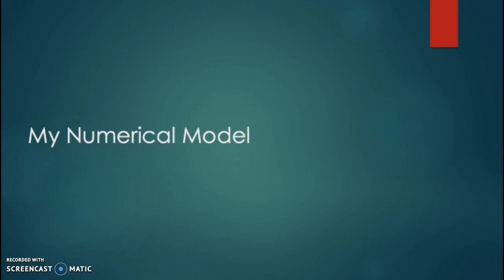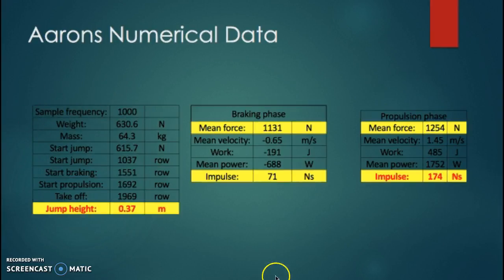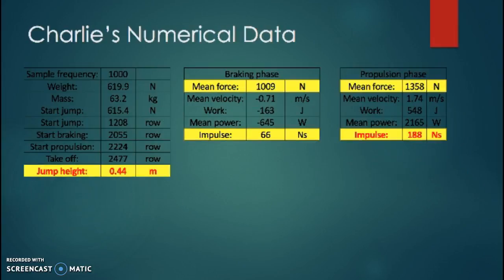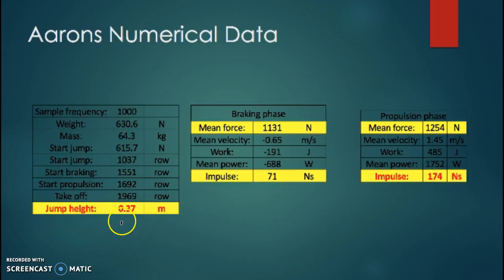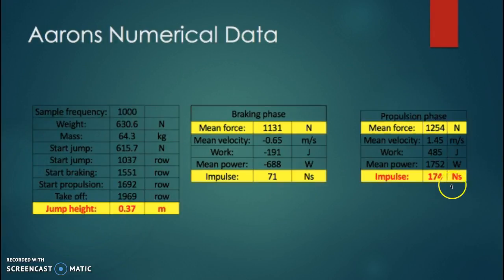So this is actually the numerical data that we gathered when we were there between myself and Aaron. This is Aaron's. He jumped 0.37 meters, and here is his. These are different stages. The braking phase is just before you're about to jump, and the propulsion phase is as you jump. So yeah, that is Aaron's data. Moving on to Charlie's, mine. Jumped 0.44 meters, and the impulse was 188, and Aaron's impulse was 174.